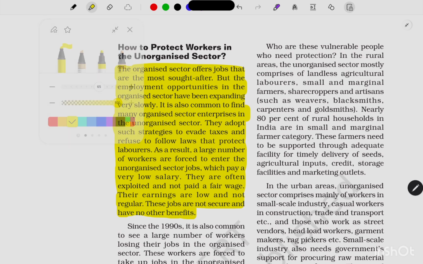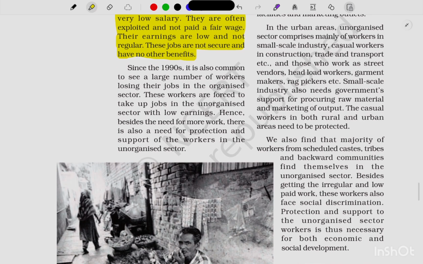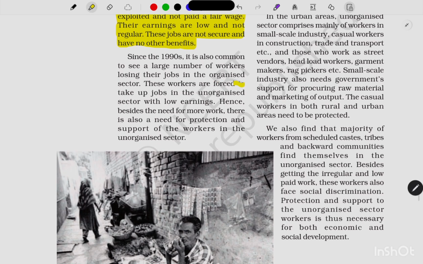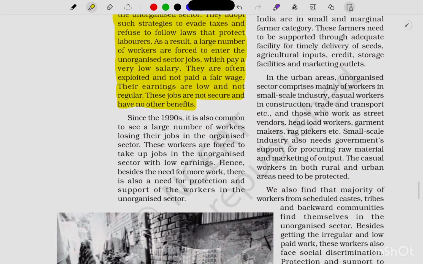Question: why do many organized sector enterprises in the unorganized sector evade taxes? Simple. Now, since the 1990s, it is also common to see a large number of workers losing their jobs in the organized sector. These workers are forced to take up jobs in the unorganized sector with low earnings. Hence, besides the need for more work, there is also a need for protection and support of the workers in the unorganized sector.